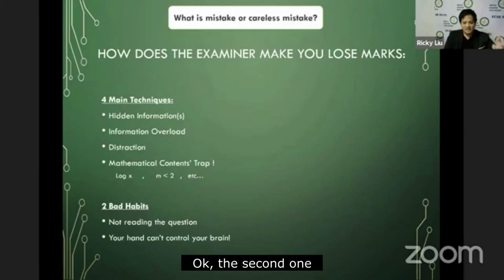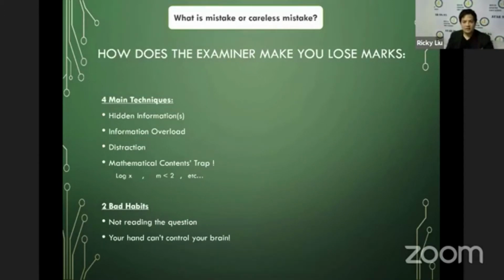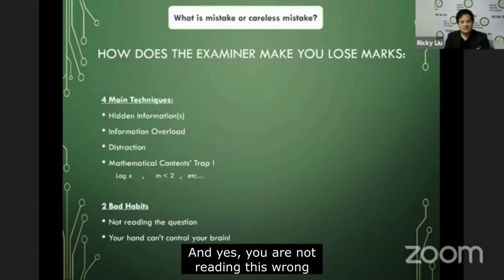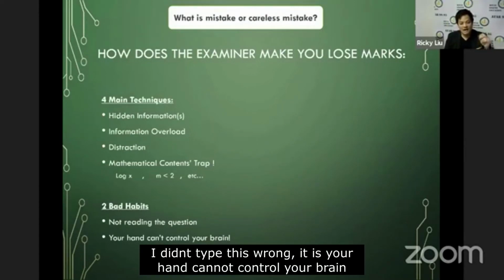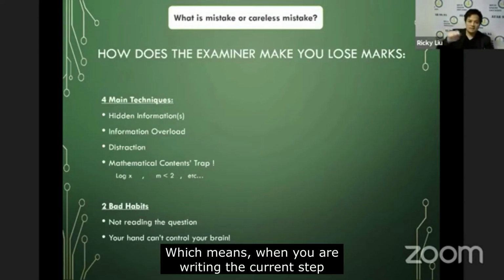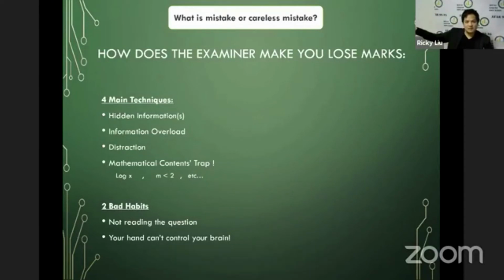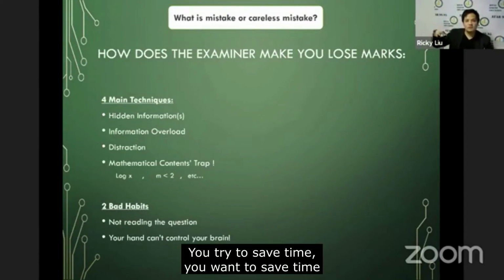The second one is your hand cannot control your brain. And yes, you are not reading this wrong, I didn't type this wrong. It's your hand cannot control your brain, which means when you're writing the current step, your brain is thinking about the next few steps. You want to save time, you try to make it faster.